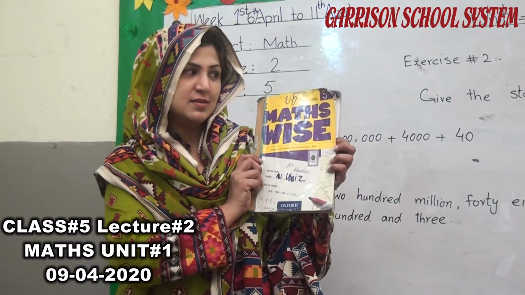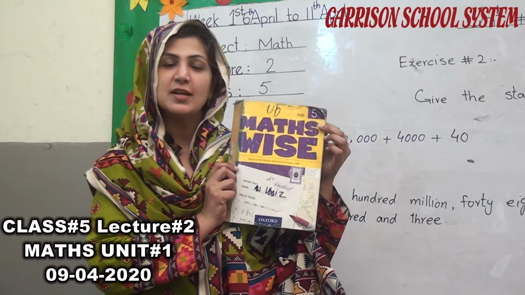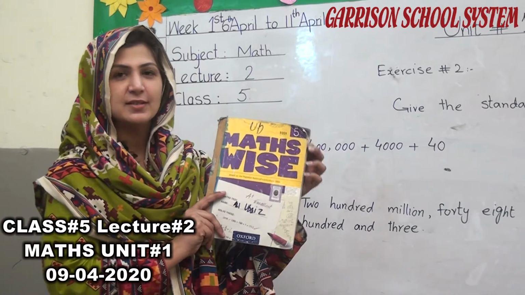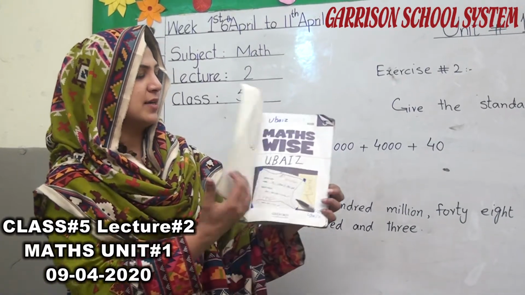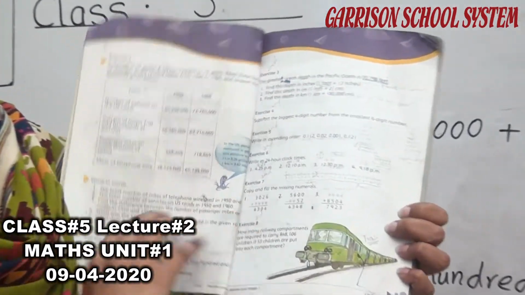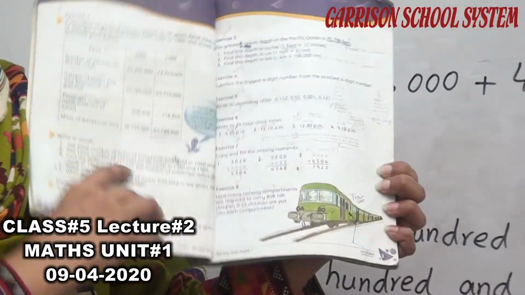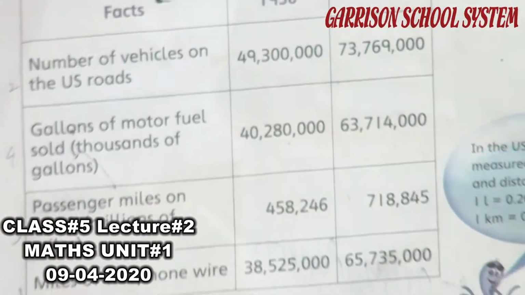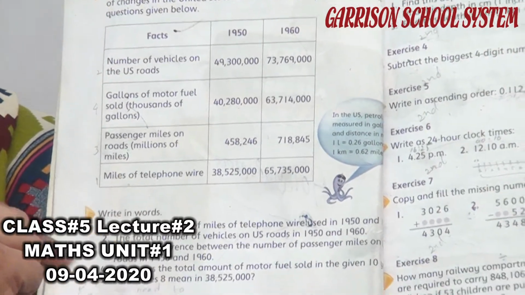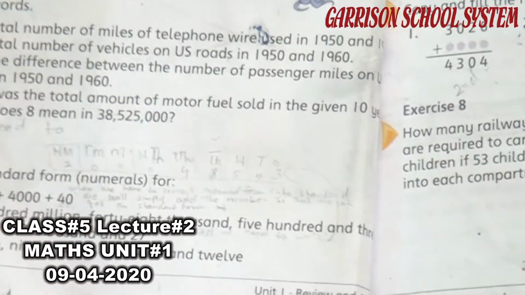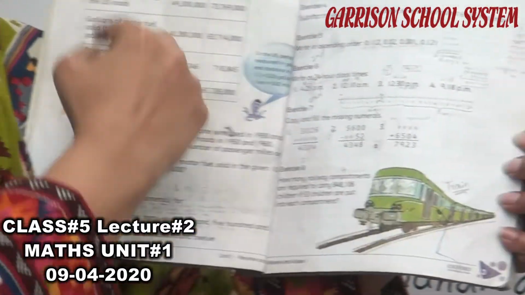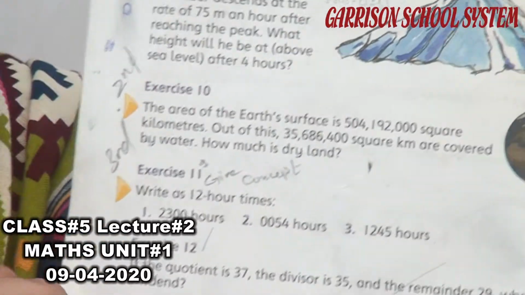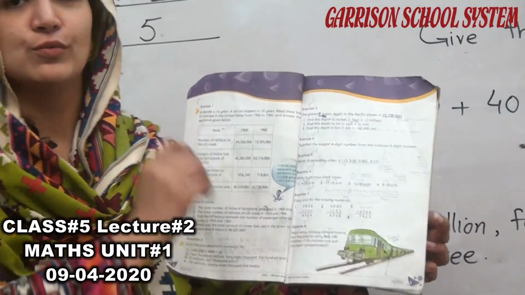This is the maths book, Maths Wise for class 5, and it's my second lecture of class 5 for maths. So open the book, students. We have done exercise number 1 in our first lecture, and now we start from the second exercise. In this lecture we will do exercise number 2 to exercise number 10. So let's start, students, to solve exercise number 2.